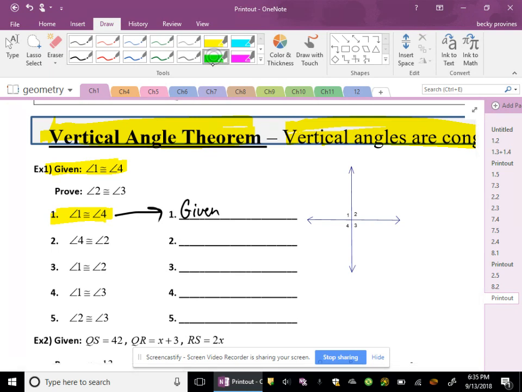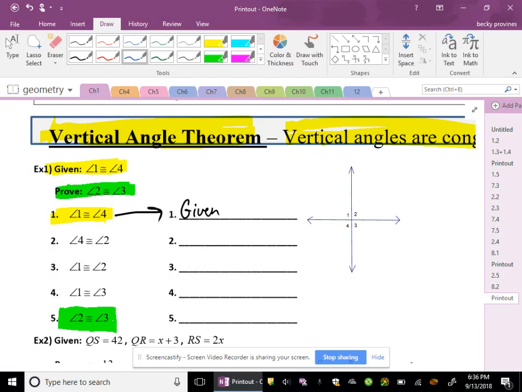Now, there's also something down here called the prove statement. Here's a big mistake: you do not write prove down here. No. What you're going to do is show me how you get to that step. But we know that green last step down here is our final goal. So we know the purpose of the proof. We're trying to get to angle 2 is congruent to angle 3.